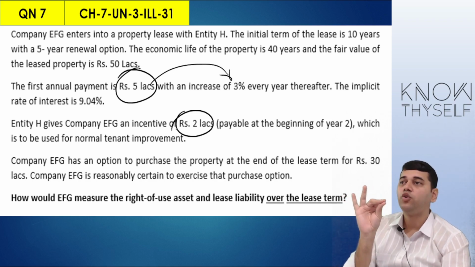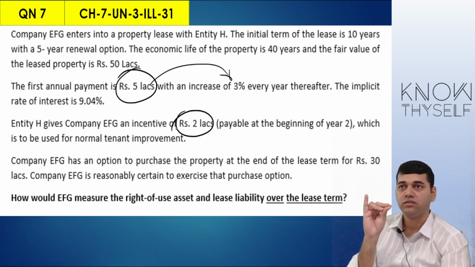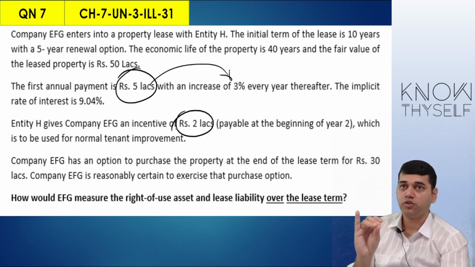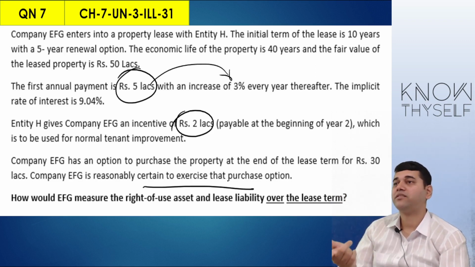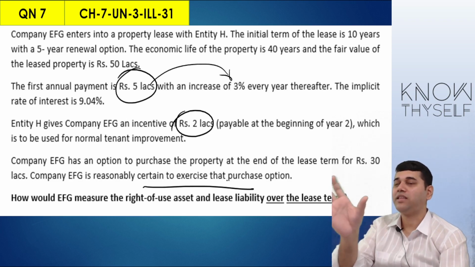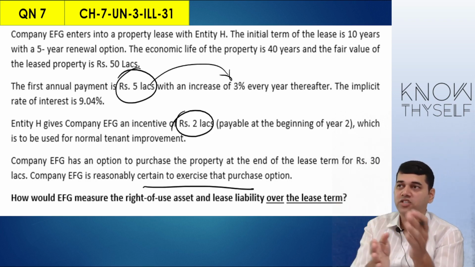Okay, do we have any variable lease payments? No. Then, do we have any termination clause? Early termination? No. Do we have any options to purchase? What is the exercise price? 30 lakhs. Am I going to do it? Do I know at this point of time? Yes, I am reasonably certain. When am I going to exercise this? Which is my lease term? 10 years. So think, you have got a lease term of 10 years with the extension of 5.